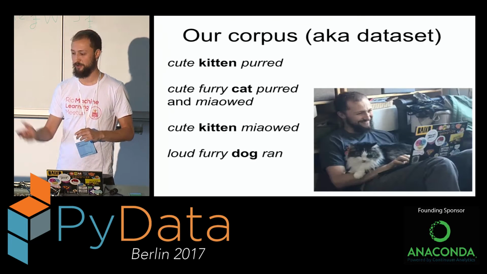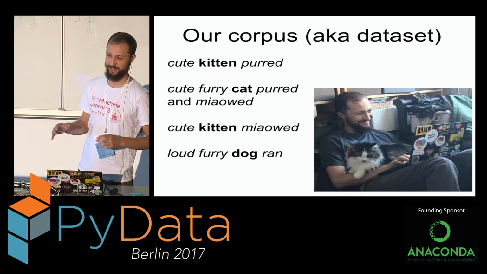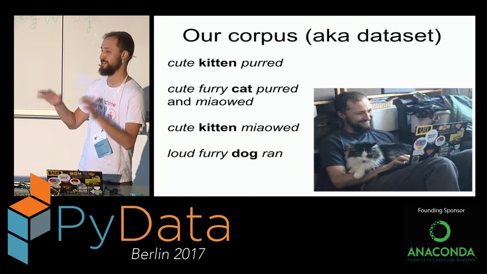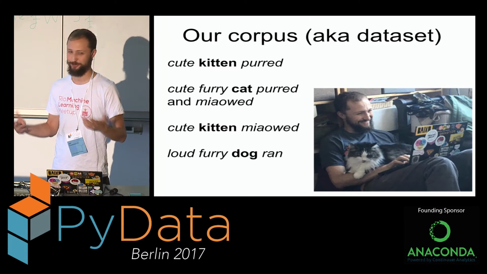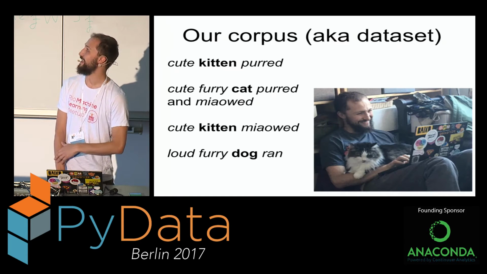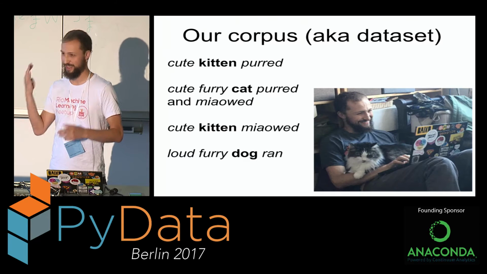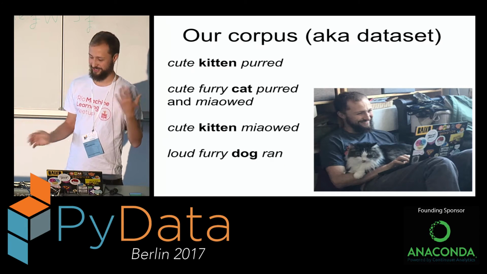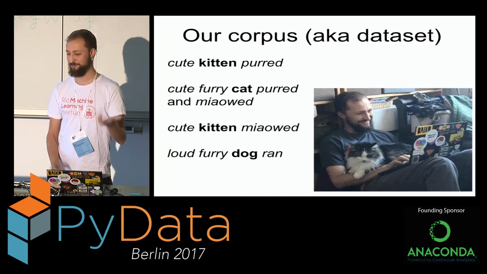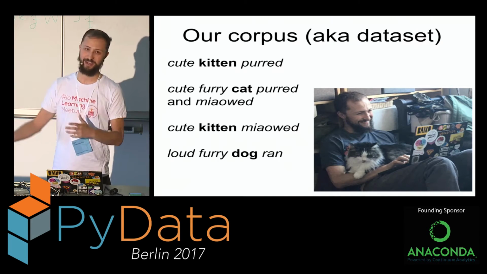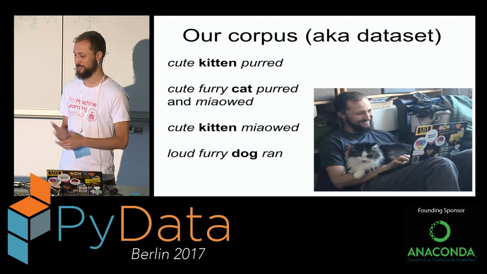We'll start with our corpus. Corpus is just the NLP word for dataset. If you're an NLP person, you say corpus. If you're a general data scientist, the vanilla kind, you say dataset. But we'll say corpus. We have only 4 sentences in our corpus. They're about cats, because cats are the thing, and one about dogs, just for diversity. So we have: cute kitten purred, cute furry cat purred and meowed. And this is a picture of a cat. This is me working in my, it is my friend's cat.